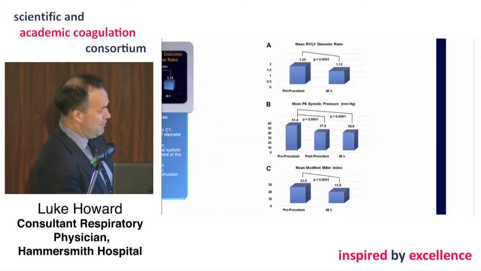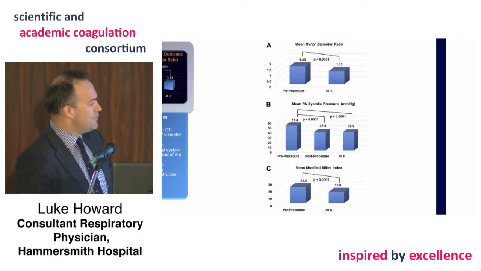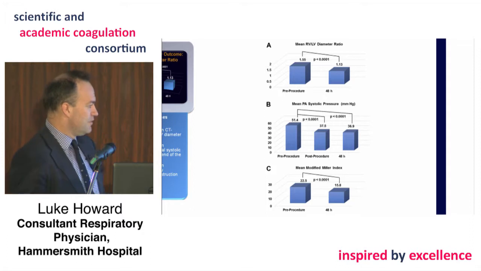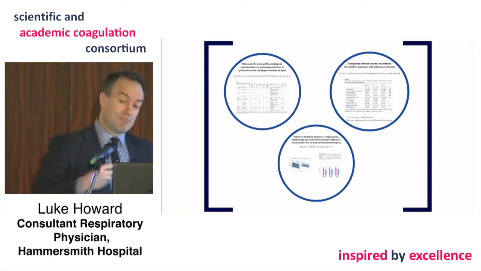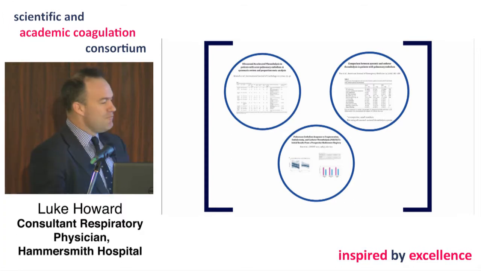So just showing the RV-LV ratio improves, PA pressure improves, and the modified Miller index, which is the index of obstruction of the pulmonary arteries, is down. I've got quite a lot of stuff here, but in view of your particular interests, I wasn't going to go into it.